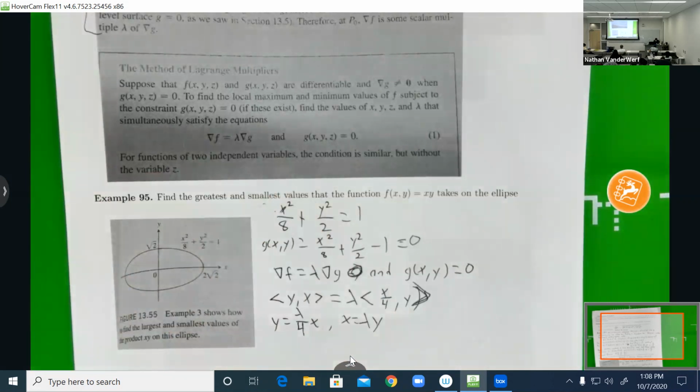And then we also have this other equation for the ellipse that would make sure that these things are on it. So I think this is a good stopping point. We will continue on with this next time.